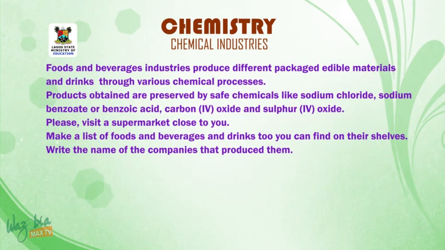Foods and beverages industries produce different packaged edible materials and drinks through various chemical processes. Products obtained are preserved by safe chemicals like sodium chloride, sodium benzoate or benzoic acid, carbon(IV) oxide, and sulfur(IV) oxide. Please visit a supermarket close to you. Make a list of foods and beverages and drinks too you can find on their shelves. Write the name of the companies that produced them.